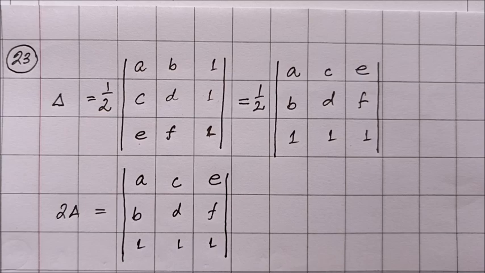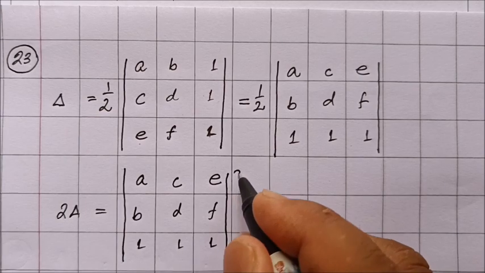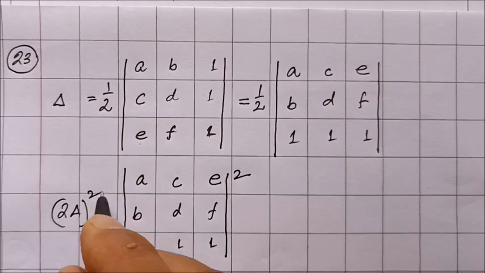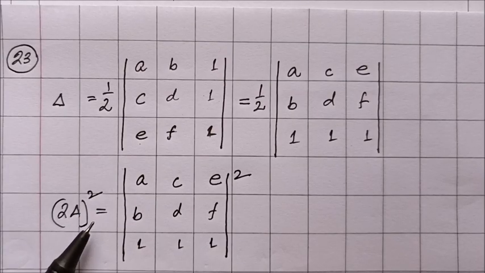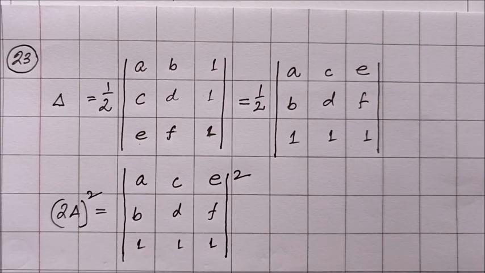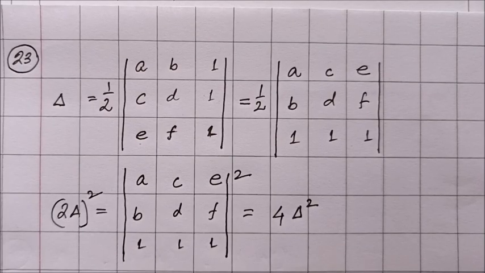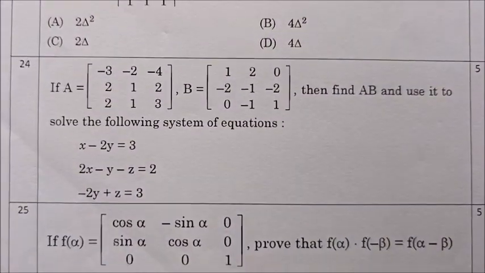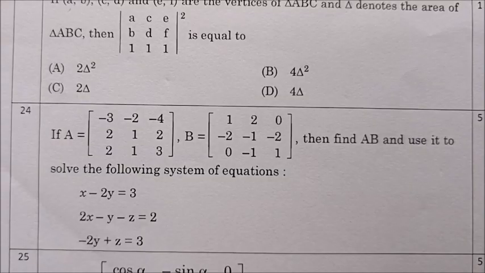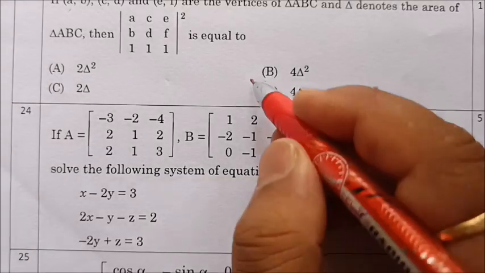Now what next we have to do? We have to simply square both sides. If I take square here, I have to take square here also. That means 2 delta square will become 4 delta square. So that means our correct option will become now B.